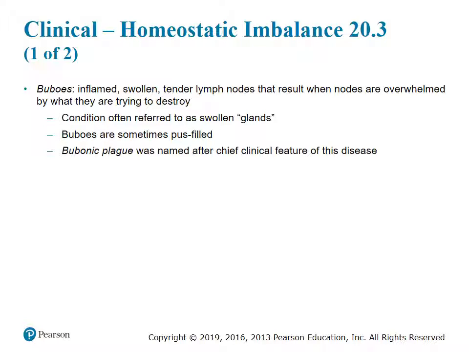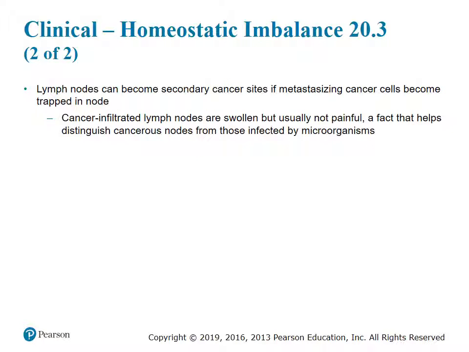Buboes are inflamed lymph nodes. Not lymphedema, but lymph nodes that are inflamed. We call those buboes, right? They're inflamed or swollen glands, for example. And we'll see that on occasion. That's usually a condition of an infection, right? And again, lymph nodes can be a secondary site for cancer. And they can actually use those as a highway system for the traveling cancer.